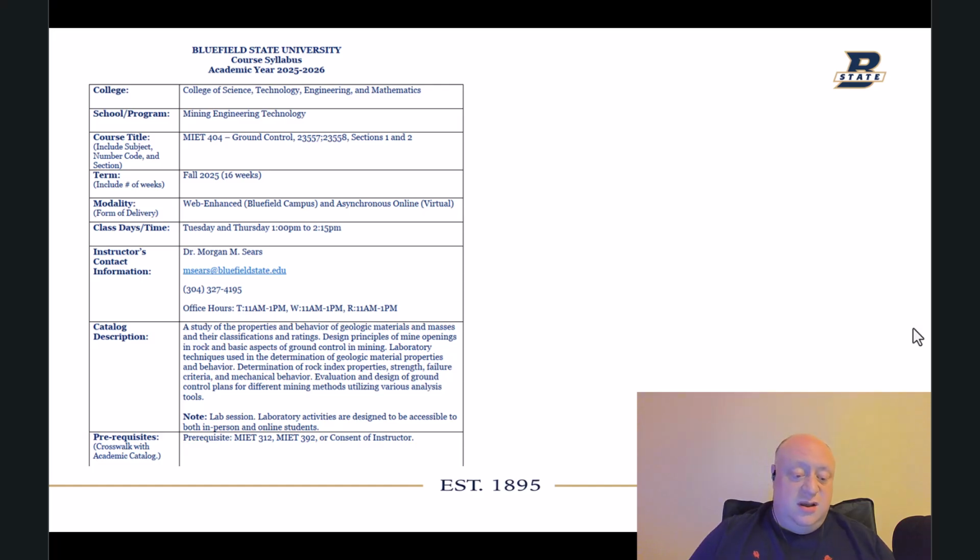I know it says note that lab sessions will be in the lab, or accessible both in person and online. Like I said, this was written before that, so we are switching that to online only. Prerequisites are MIET 312 and 392, that's surface and underground mining, or the consent of the instructor.